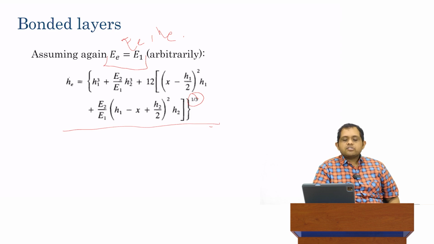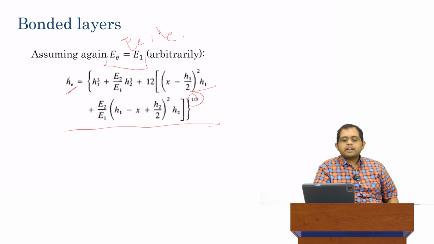So we have HE is equal to the cube root of H1 cube plus E2 over E1 times H2 cube plus 12 times (x minus H1 over 2) whole square into H1 plus E2 over E1 into (H1 minus x plus H2 over 2) whole square into H2. Okay, quite a mouthful. The only thing which I wanted to point out is, if you wanted to check whether this expression was correct, did you make a typing mistake or something, again, just check if your units are consistent.